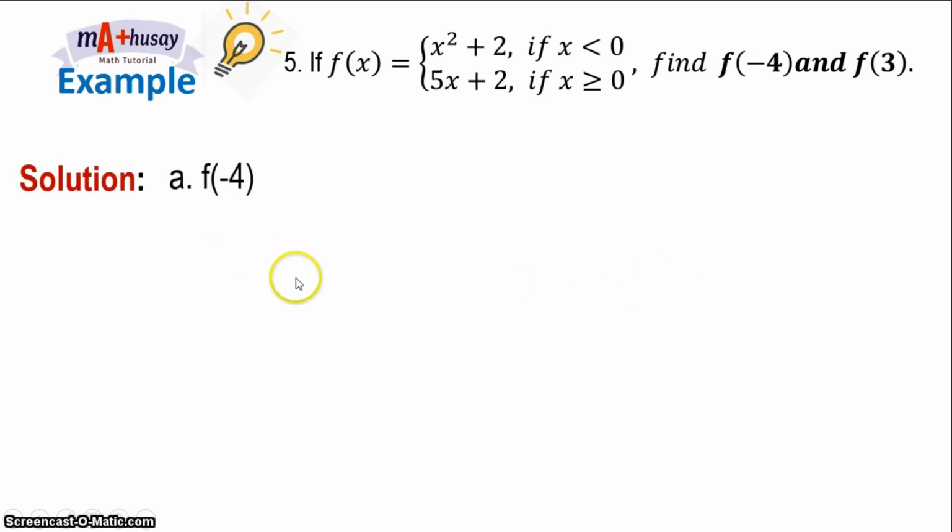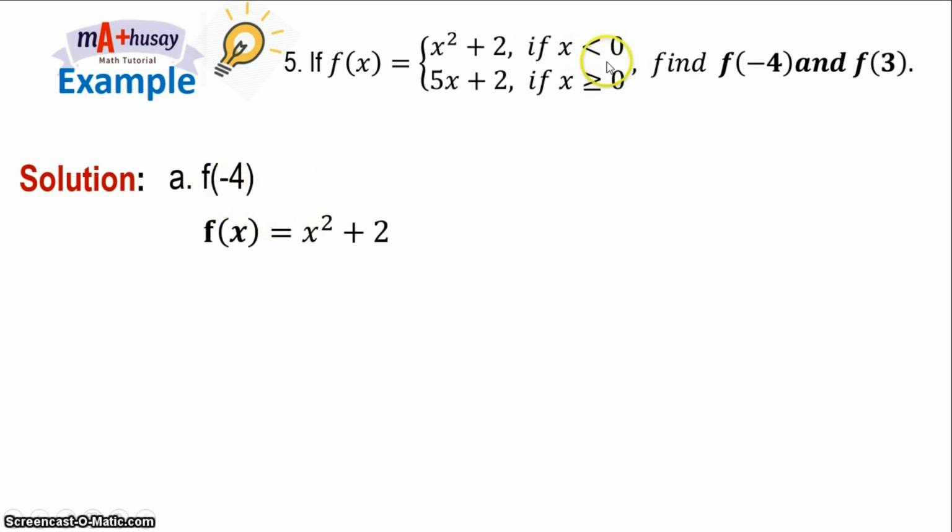So, to find f of negative 4, dapat alamin muna natin kung anong function ang ating gagamitin based sa domain. So, take note, meron tayong mga domain, mga intervals dito, no? Ang isa, x is less than 0 at x greater than or equal to 0. Since ang negative 4 ay less than 0, ang gagamitin nating function ay f of x equals x squared plus 2. So again, pag piecewise function, tandaan, titingnan natin kung anong interval ang ating gagamitin.